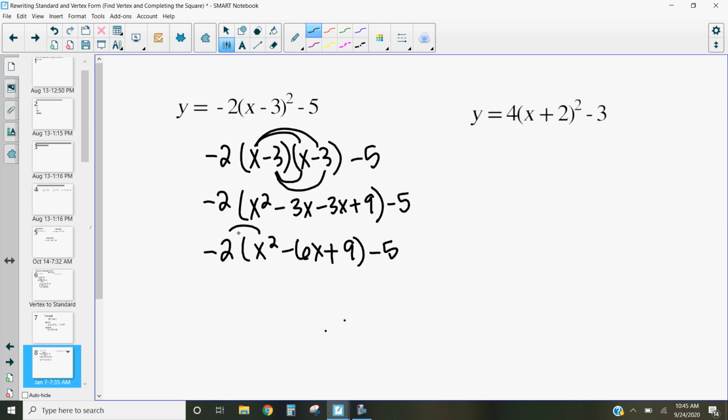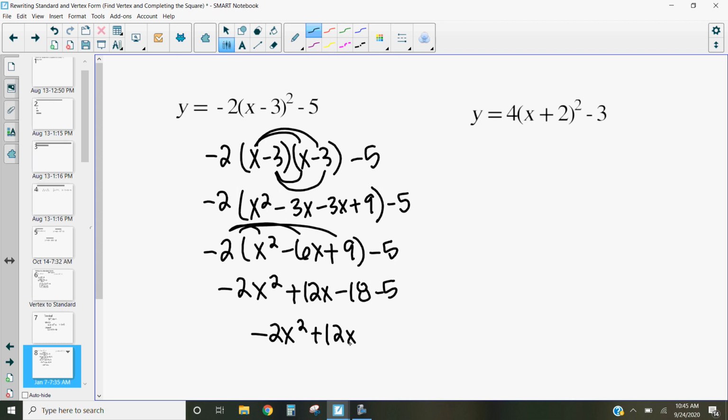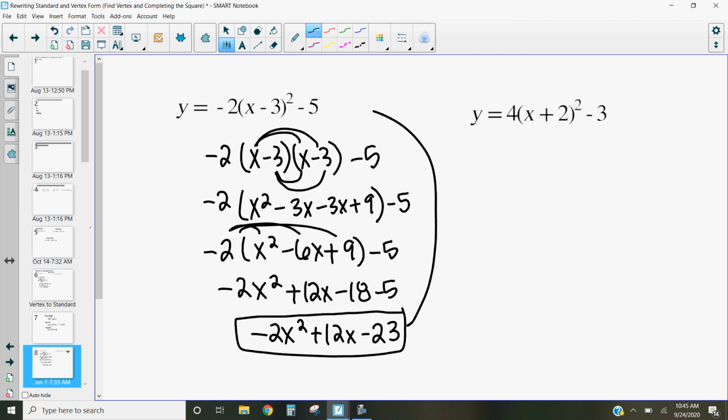Now I want to distribute this negative 2 into all of these pieces here. So I get negative 2x squared plus 12x minus 18 minus 5. And then I have these last two terms that combine together, and I get negative 2x squared plus 12x, and negative 18 minus 5 is negative 23. And so this is what that same equation would look like, but in standard form.